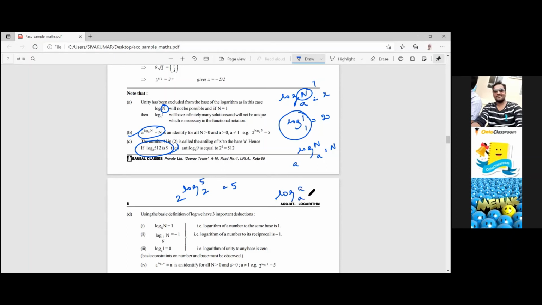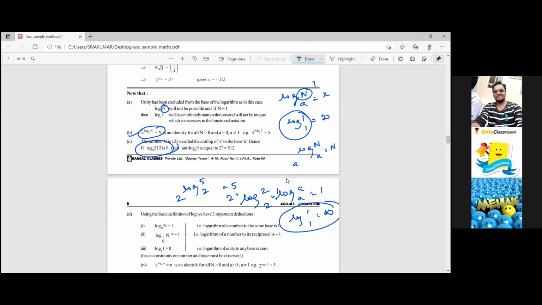Similarly, we can write log a base a. Both numbers will be the same, which means the value should be 1. Log 2 base 2, this value is 1. But log 1 base 1 will not be 1. Why? Because log 1 base 1 will be infinity. That we are going to remember. This is also one note point. Apart from 1, the remaining values will be equal.